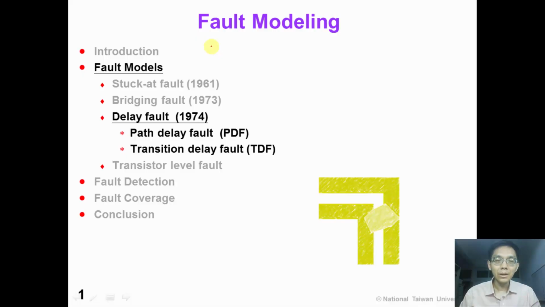Hello dear classmates, welcome back to the fault modeling chapter. In the previous video, we introduced the stuck-at fault model and the bridging fault model. In this video, we are going to introduce a third fault model, the delay fault, which was proposed in 1974.